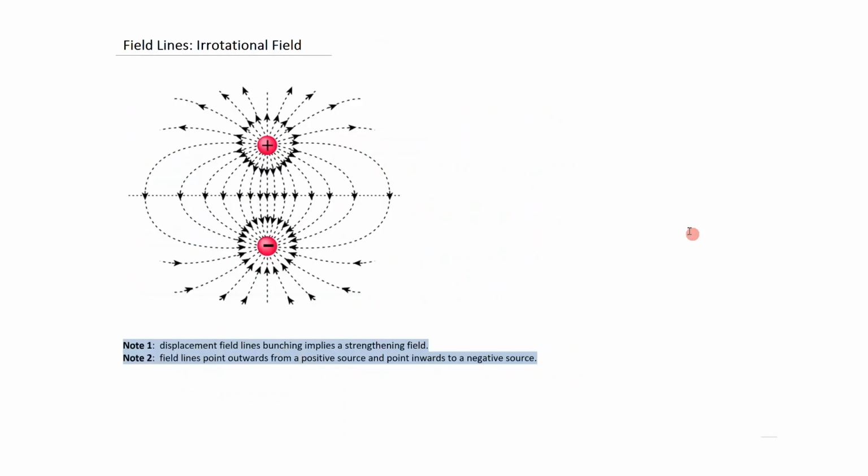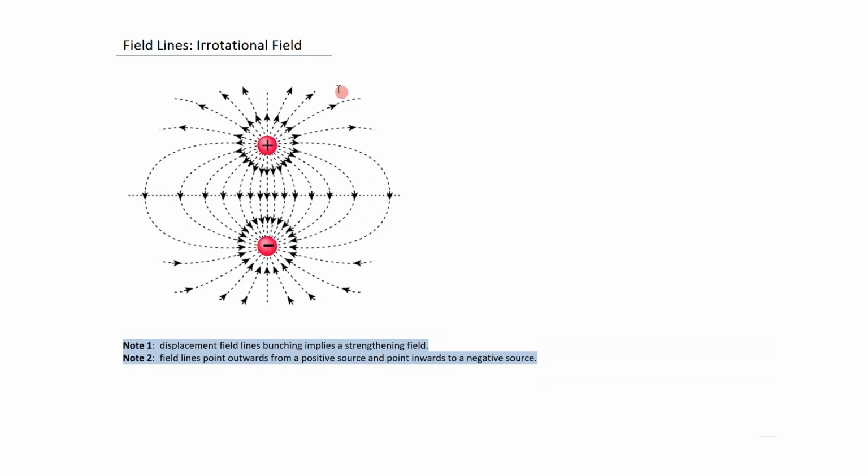So let's look at the irrotational field case. We have two charges, a positive charge and a negative charge. We can just treat them as points. This is positive, so the field lines point outwards. Now this is negative, so the field lines point inwards. And so these field lines pointing outwards will eventually point inwards and attach to the minus. So one of these field lines that emanates from the positive charge terminates at the negative charge.